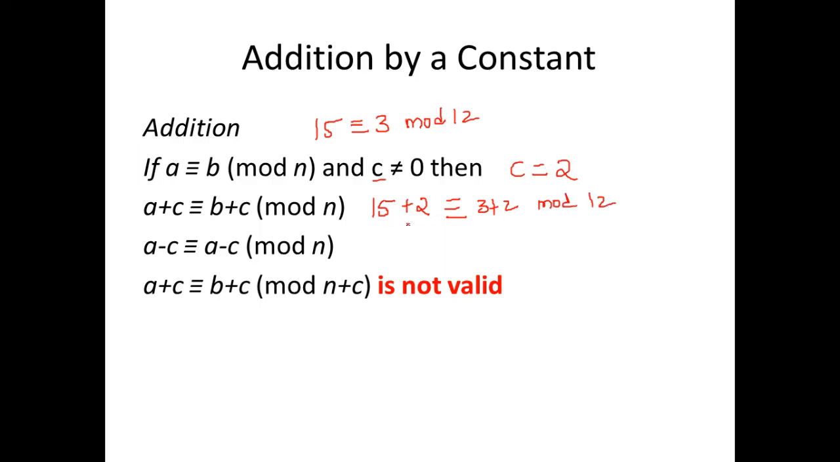So what is 15 plus 2? 17 is congruent to, what is 3 plus 2? 5 mod 12. So is this true? Yes, because 12 divides 17 minus 5. So 12 divides 12. So this is true. When you have n dividing A minus B, then we can always say 17 is congruent to 5 mod 12. So we have proved that.